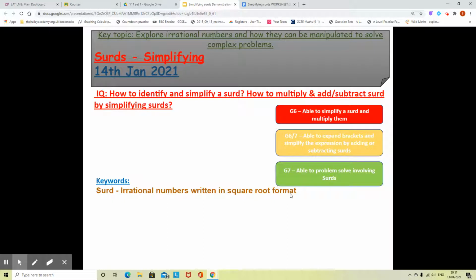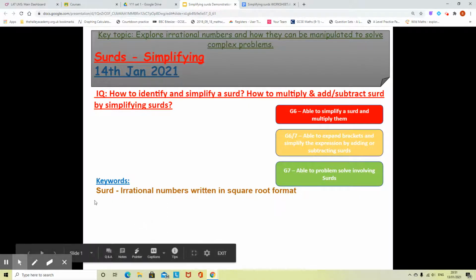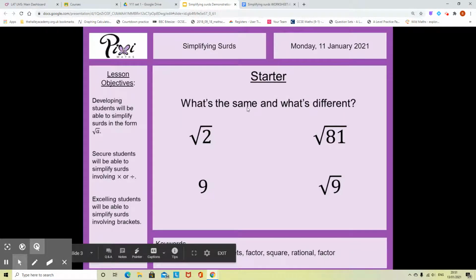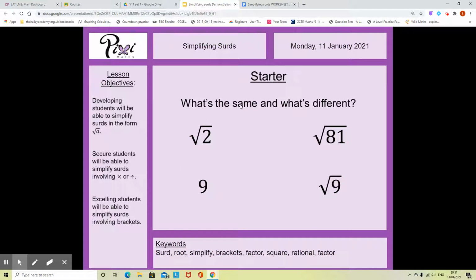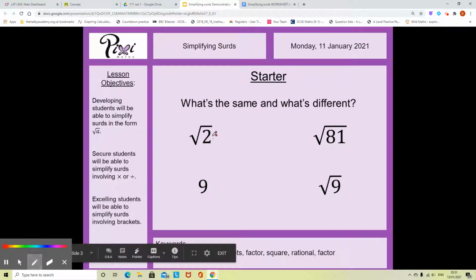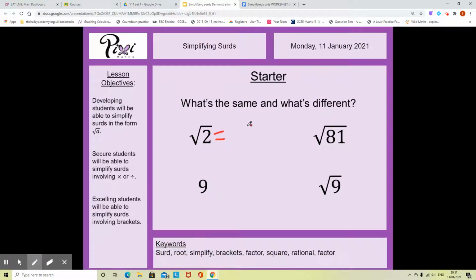Let's look at the starter question, which focuses on surds and how to identify a surd. Here is a starter question. What's the same and what's different? As we can see, we have square root of 2 and square root of 4 is 1.41, and the decimal places grow continuously without any recurrence. 9.